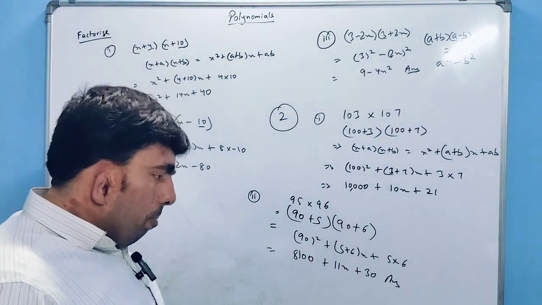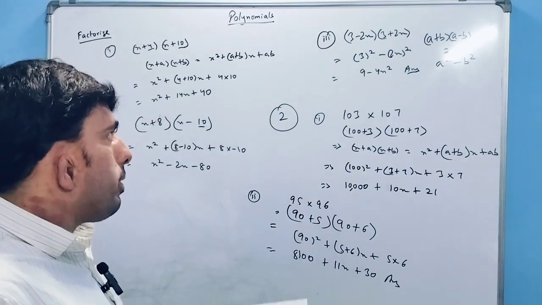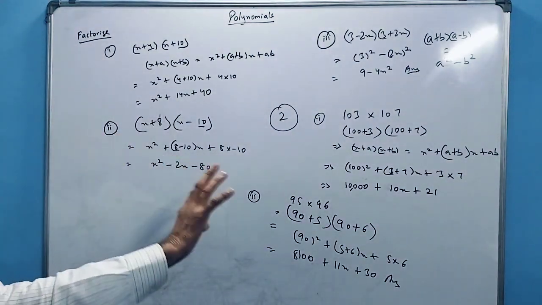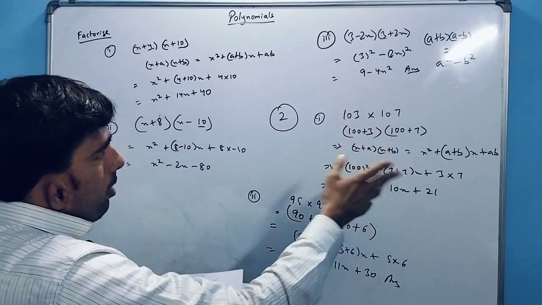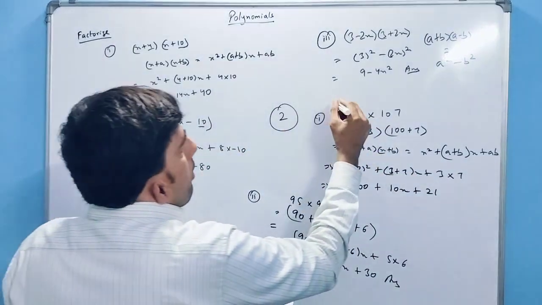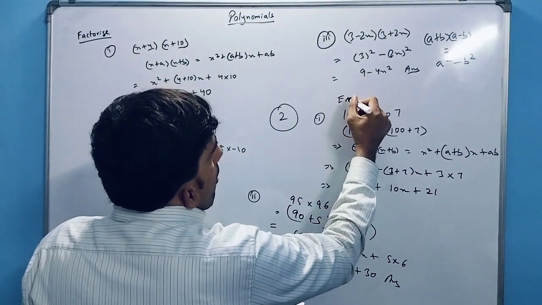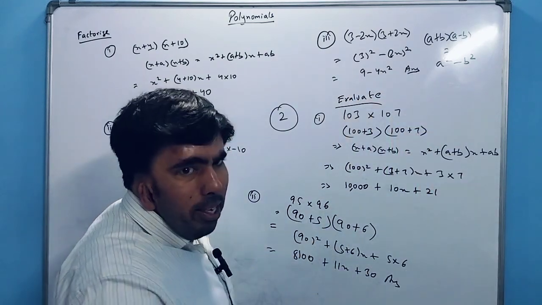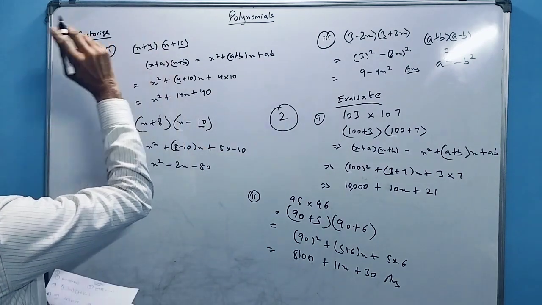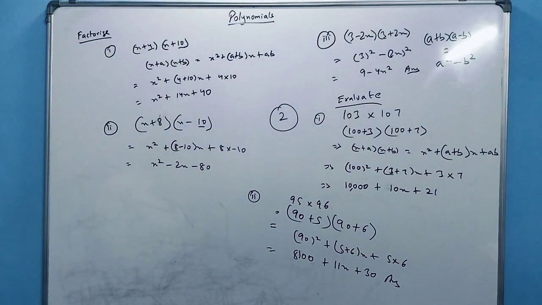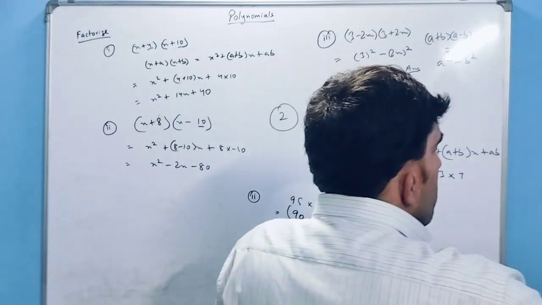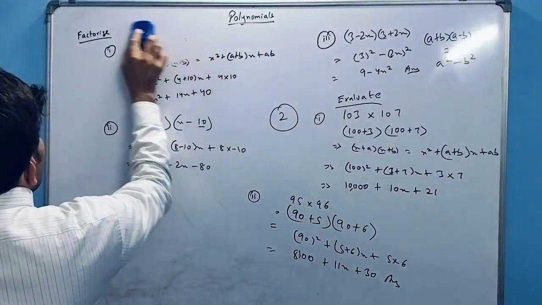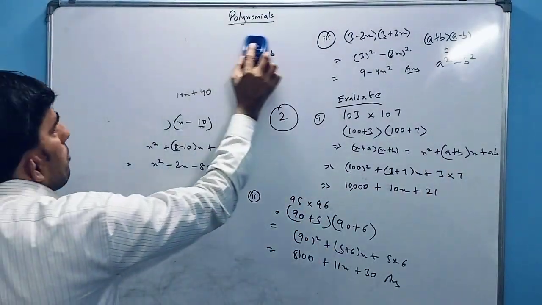Okay, now let us move to the third question. Here we have solved two questions. First, to evaluate. This question is for evaluate or find, we can say. Okay, evaluate using the identity, and here I have factorized. So two questions we have done. Now let us move to the third question. Let us see what the third question says.